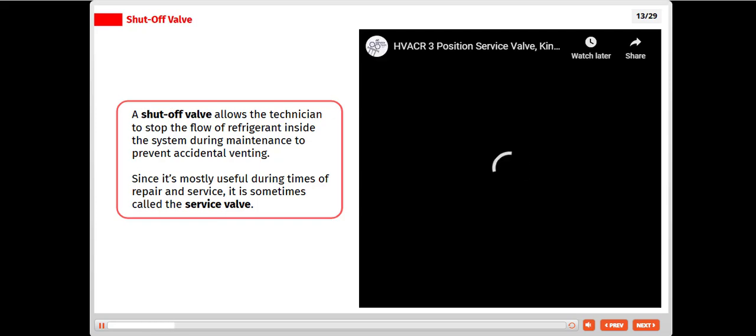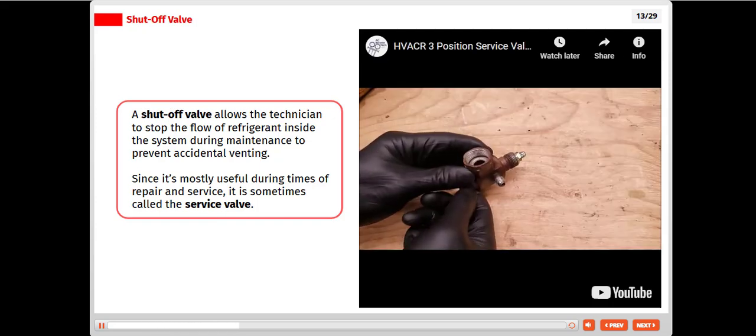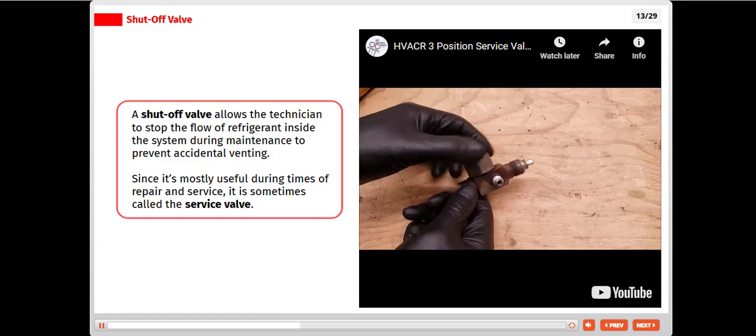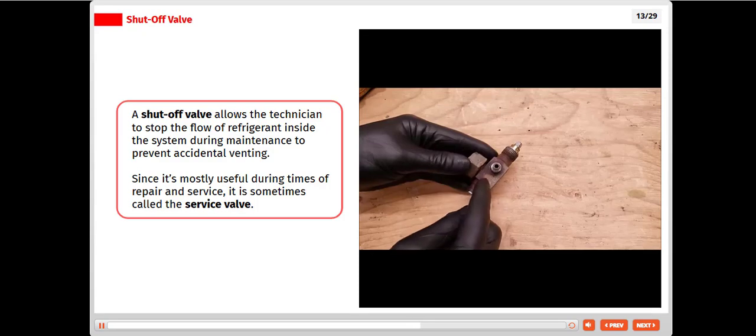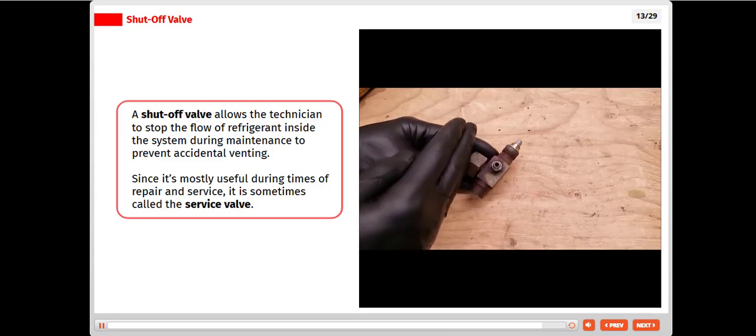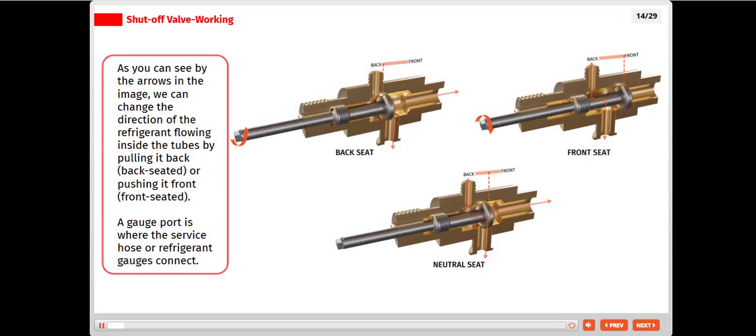A shut-off valve allows the technician to stop the flow of refrigerant inside the system during maintenance to prevent accidental venting. Since it's mostly useful during times of repair and service, it is sometimes called the service valve. As you can see by the arrows in the image, we can change the direction of the refrigerant flowing inside the tubes by pulling it back-seated, or pushing it front-seated. A gauge port is where the service hose or refrigerant gauges connect.